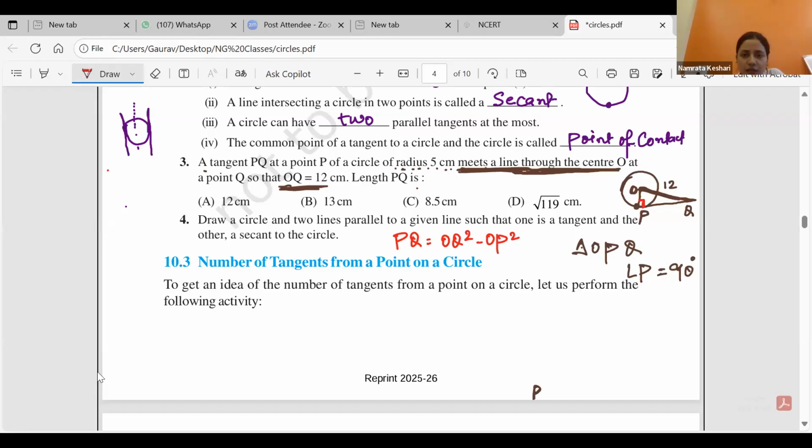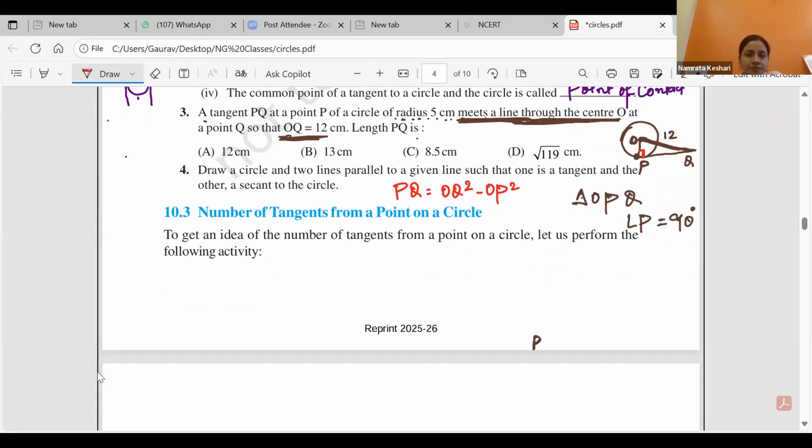Now the next question, I think it is practical. Draw a circle and two lines parallel to a given line such that one is tangent and the other is a secant to the circle. So this is construction based. Okay, draw a circle and two lines parallel to a given line such that one is tangent and the other a secant to the circle.